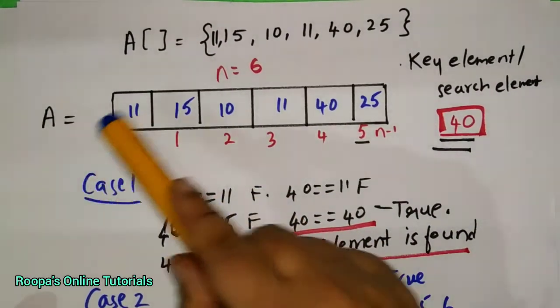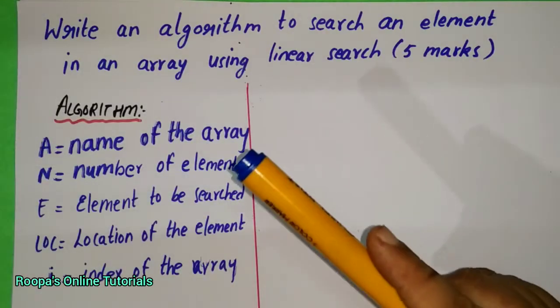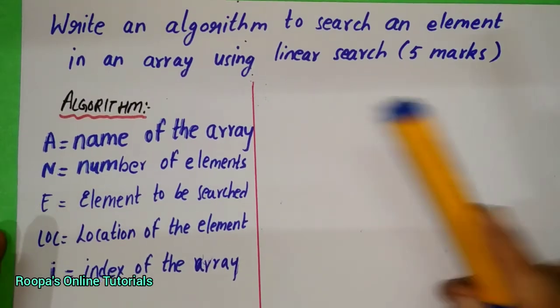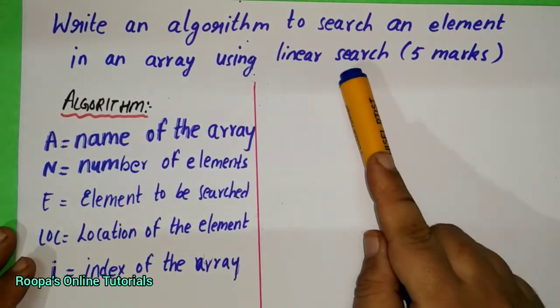Okay, understand the for loop, then you understand these very easily. Is this clear? Okay, so here I'm going to write an algorithm to search an element in an array using linear search.